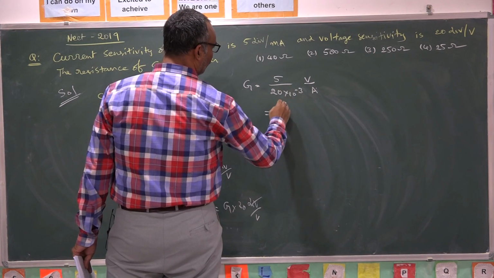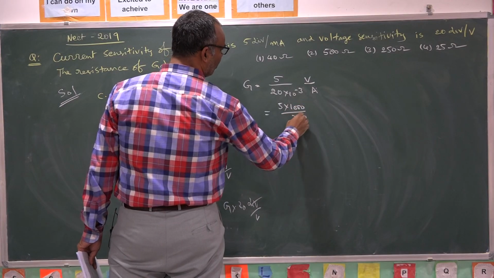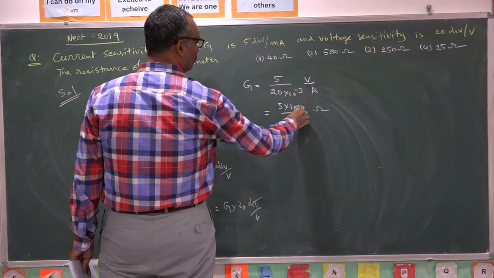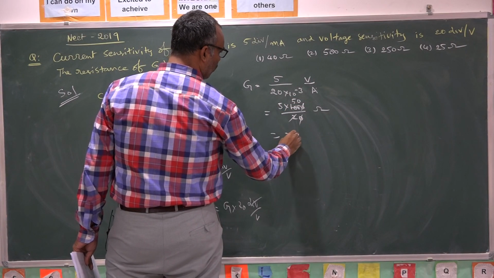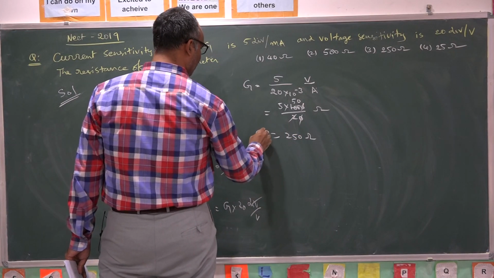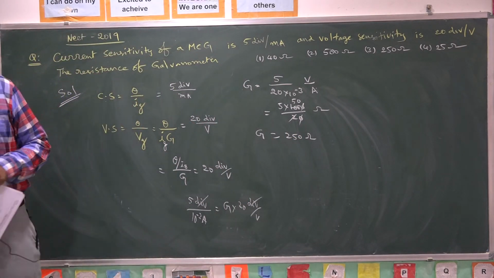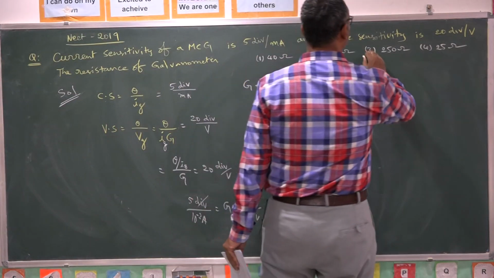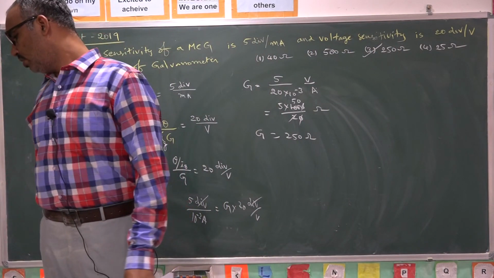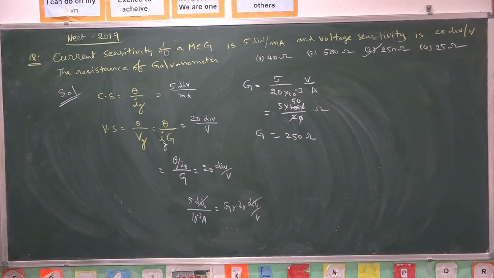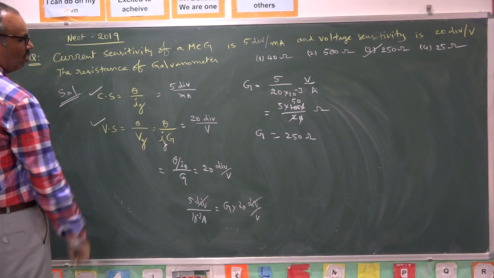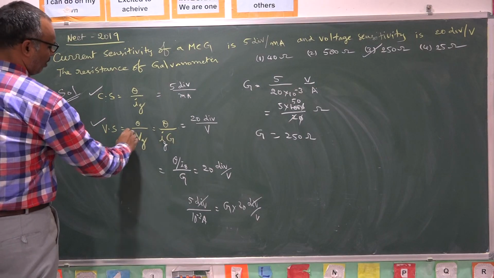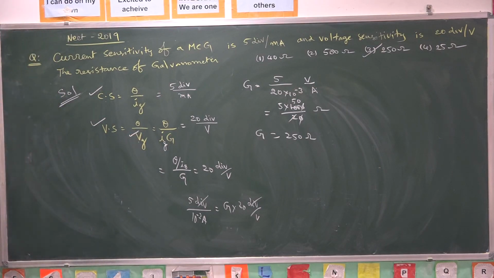So this is 5 into 1000 by 20 ohms. 0 gets cancelled. This will go for 250 ohms. This is the resistance of the galvanometer. So you have to go for third option. Very simple solution it is. Generally in NEET based examination, they are asking questions related to direct formula, current sensitivity, voltage sensitivity, and V is equal to IR. By knowing the 3 formulae, you can solve this problem very easily.